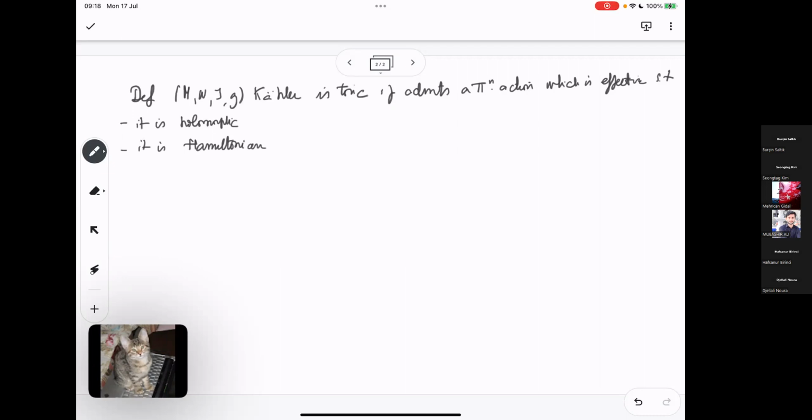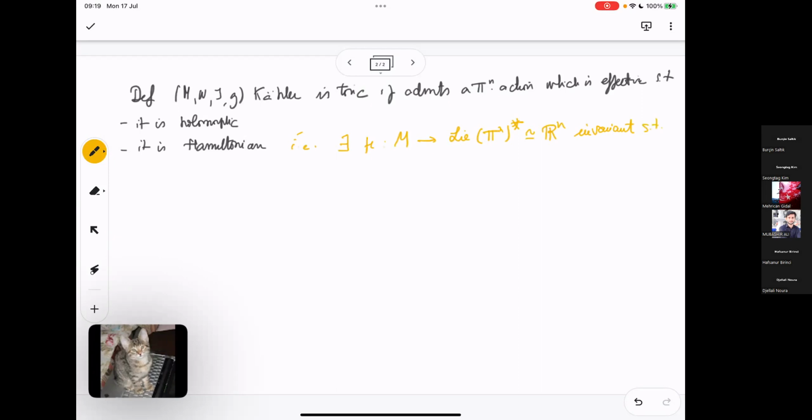And Hamiltonian is what one would require in the symplectic world. So let me quickly remind you what it means. So this means that there is a moment map, essentially. There is a map from the manifold to the dual of the Lie algebra of the torus, which we can identify with Rn, which needs to be invariant.